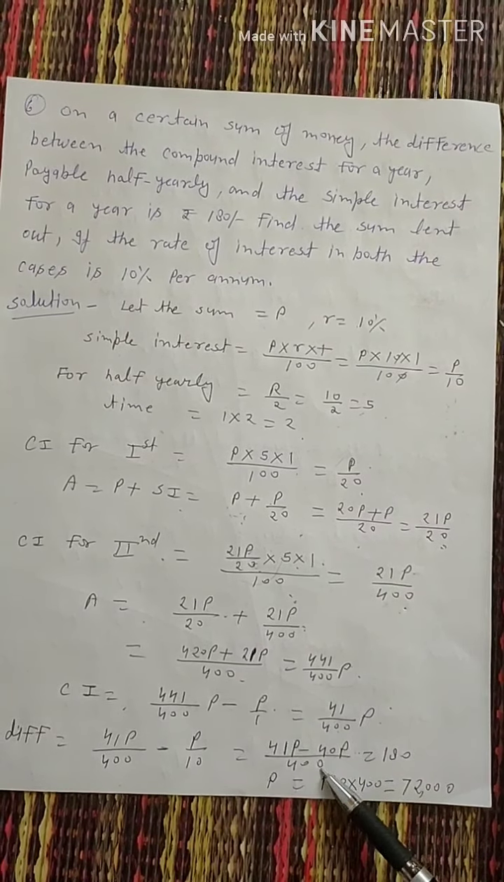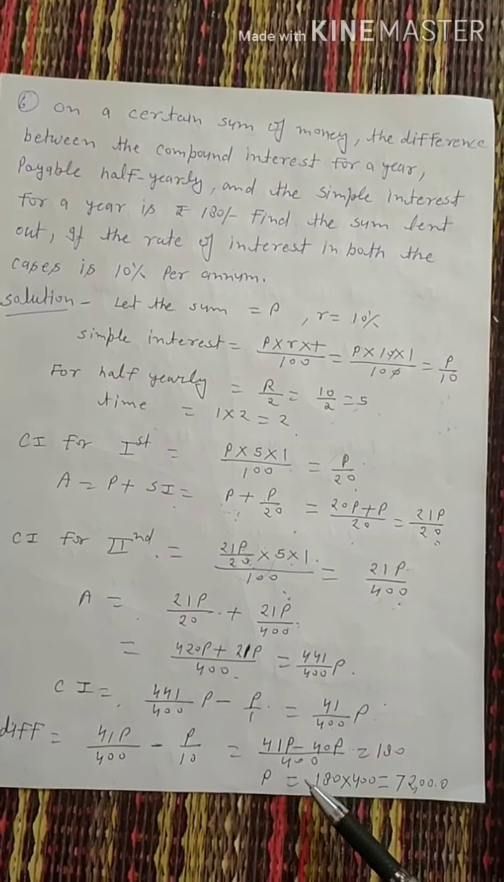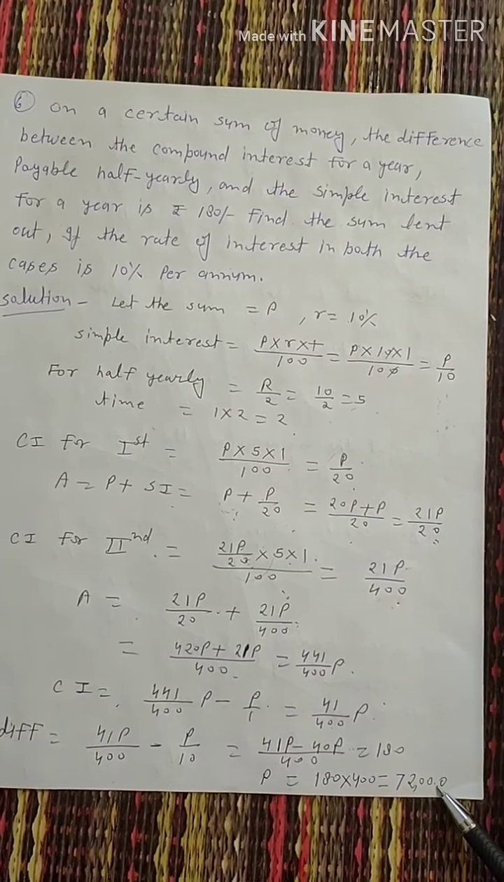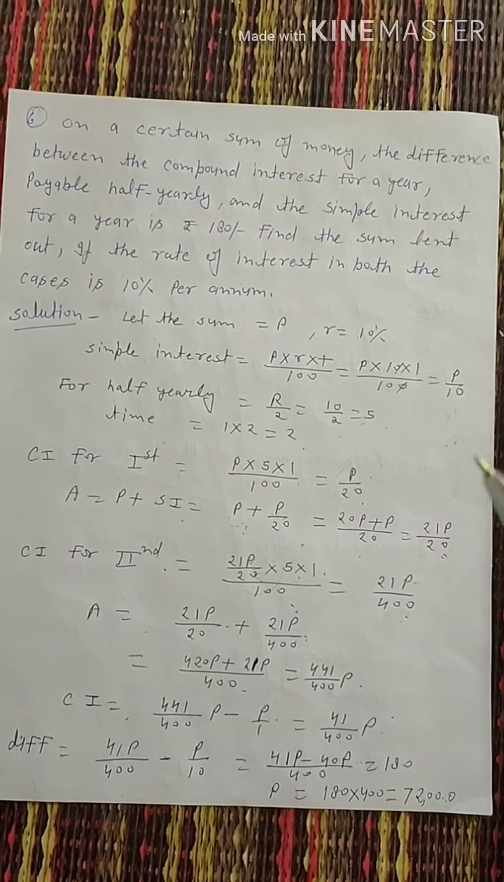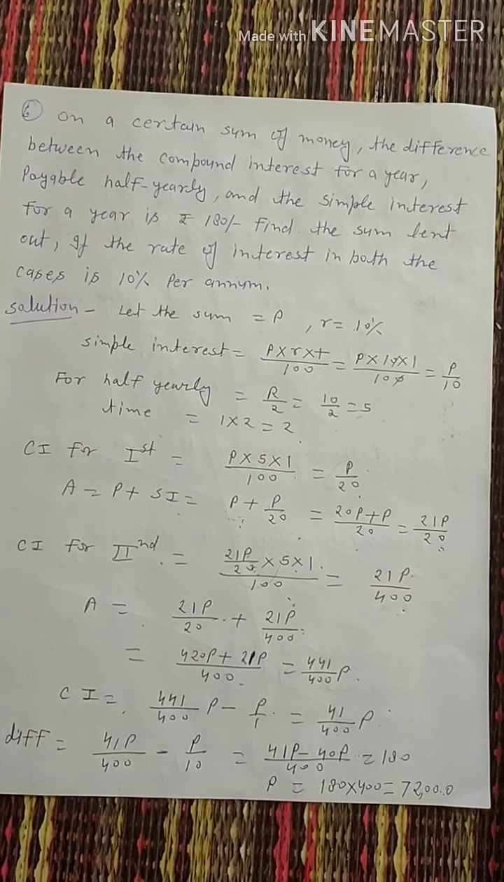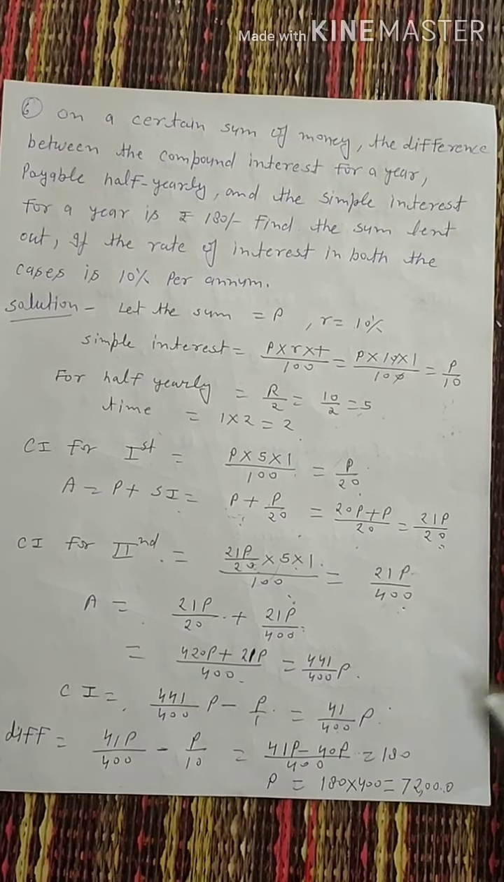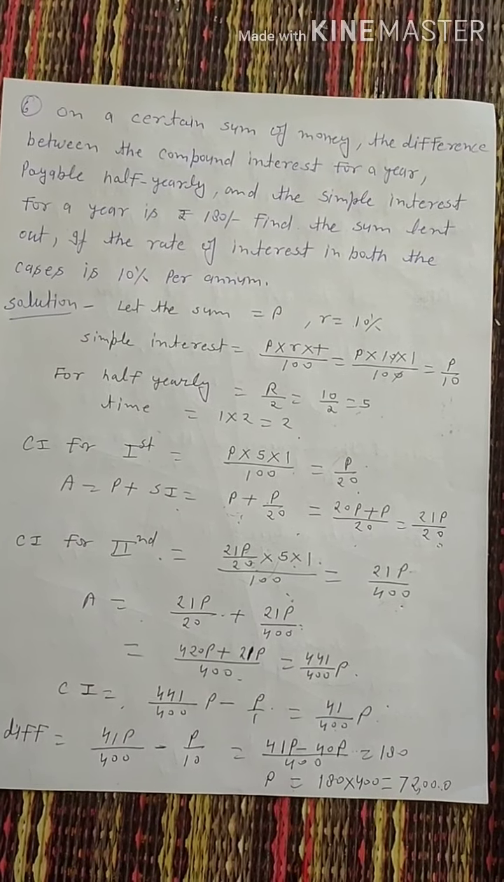Cross multiplication, so 400 into 180 is equal to 72,000. Principal becomes 72,000. Understand? Means we have to find simple interest, compound interest, then the difference between compound interest and simple interest, it is given 180, so we equate the values, so we can get the value of principal. Okay.